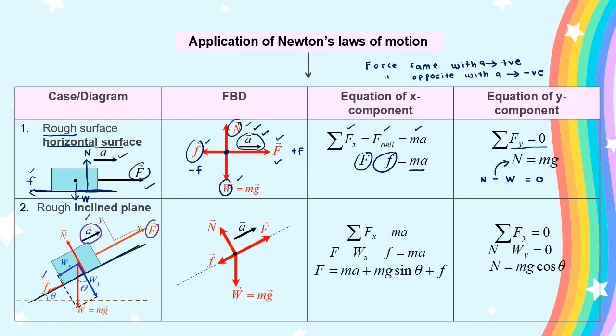Okay, weight is always directed downward. And the normal force is perpendicular to the surface. So the surface is here, and this is the normal force. Because the x is parallel to the inclined plane, we need to resolve the weight into the x component of weight and the y component of weight.